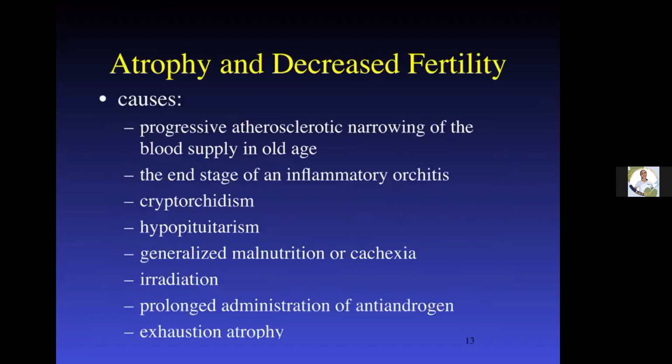Let's go to atrophy and decreased fertility. What are the causes? You have progressive atherosclerotic narrowing of the blood supply in old age, end stage of an inflammatory orchitis, cryptorchidism, hypopituitarism, generalized malnutrition or cachexia, irradiation, prolonged administration of anti-androgen, which is used in the treatment of prostatic carcinoma, and exhaustion atrophy.